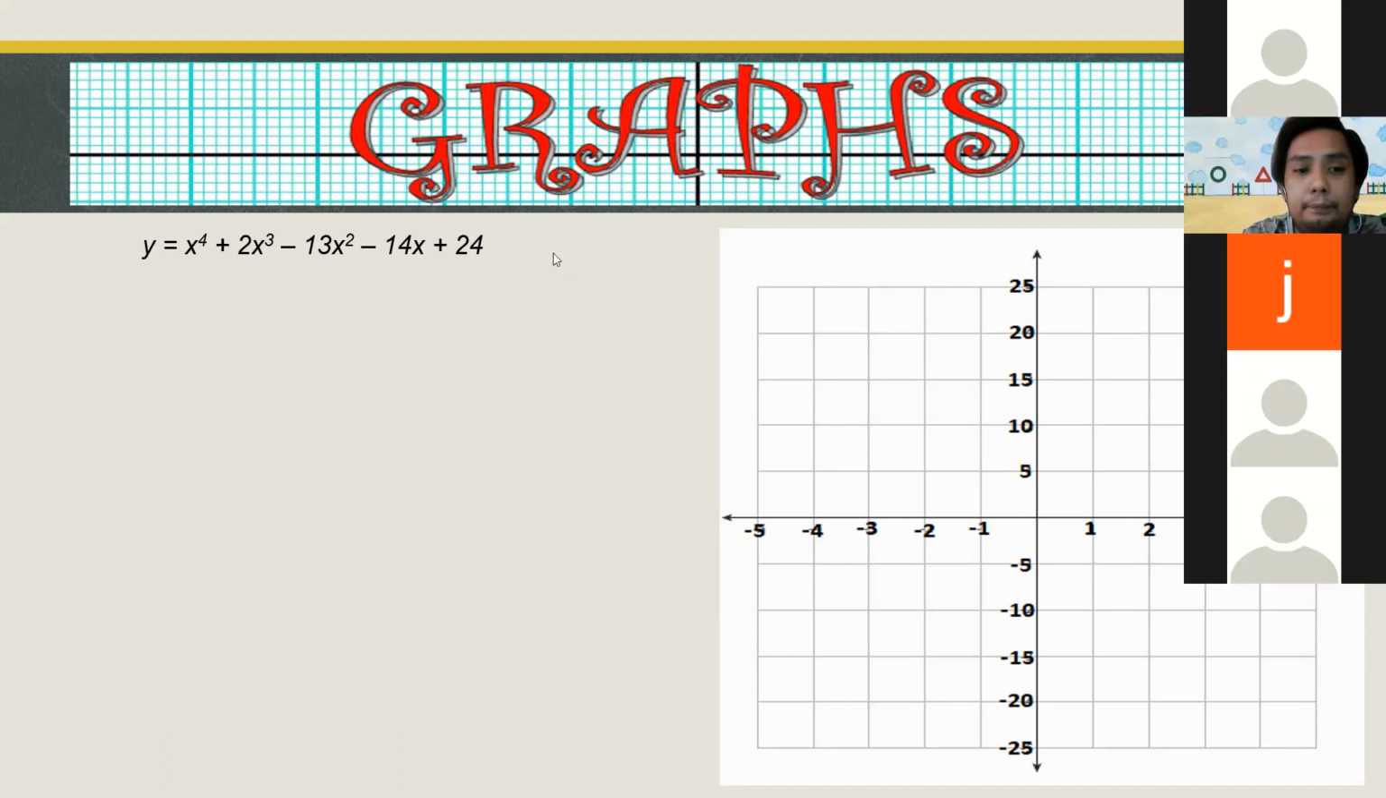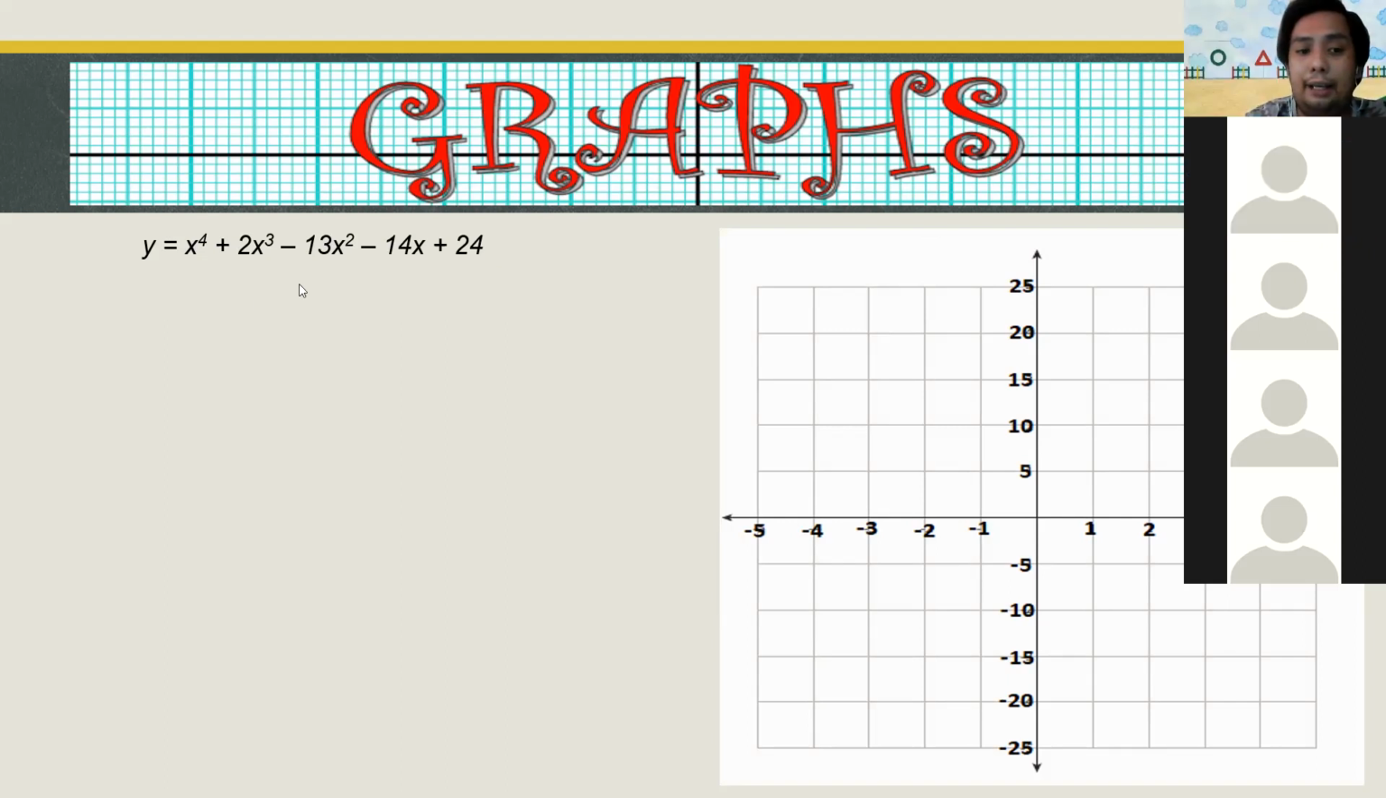Yes po, Mark. 4, sir. 4. Saan mo nakuha yung 4? Sa highest exponent po. Correct. So, ibig sabihin, may 4 na solution tayo na hahanapin. So, pwede natin gamitin ang ating pong tinuro last time, which is our synthetic division. So, let's try to look for the different roots. So, we have 1, 2, negative 13, negative 14, at saka po 24.